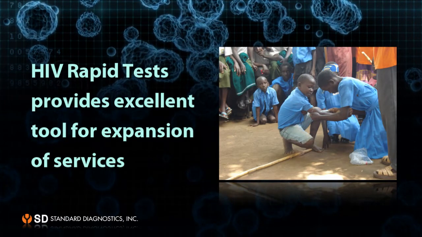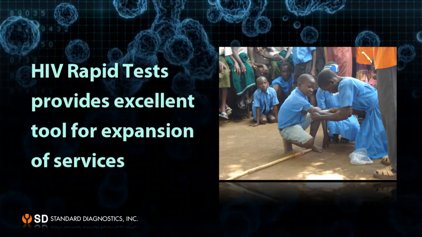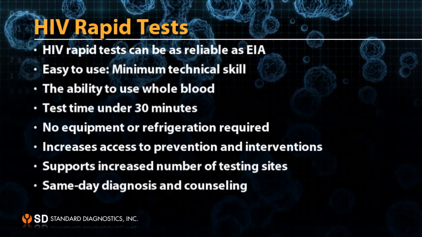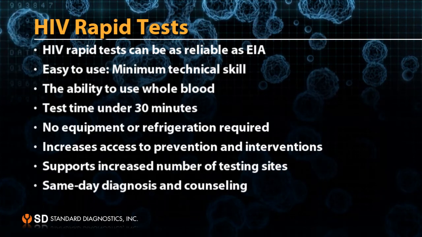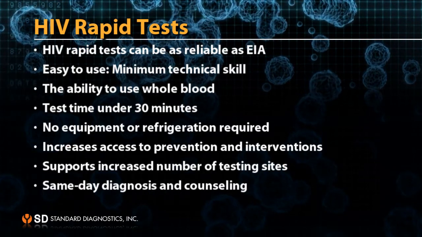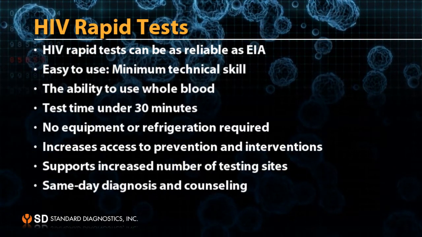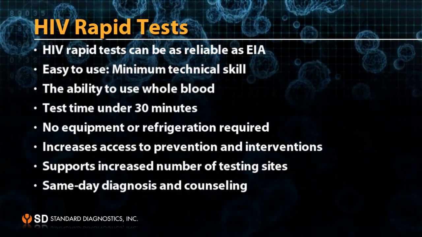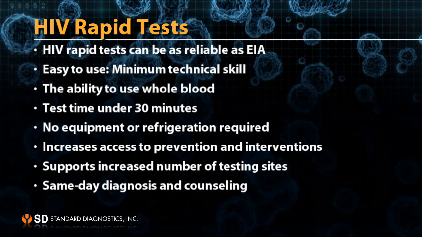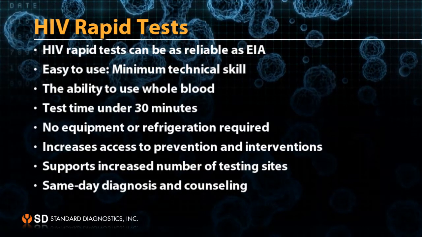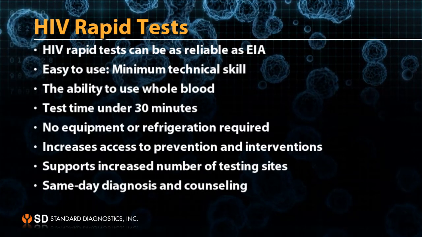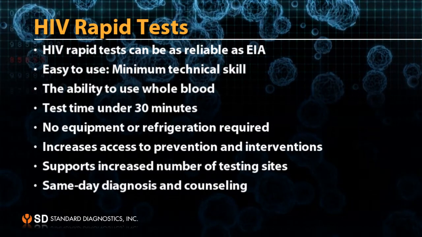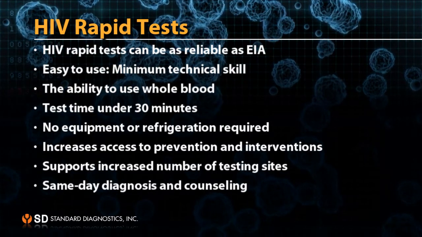HIV rapid tests provide an excellent tool for expansion of services. An HIV rapid test has many advantages. It can be as reliable as enzyme immunoassay, and it's easy to use. It can use whole blood as a specimen. Test time is under 30 minutes. No equipment or refrigeration is required. Rapid tests increase access to prevention and interventions. They support an increased number of testing sites. They provide same-day diagnosis and counseling.